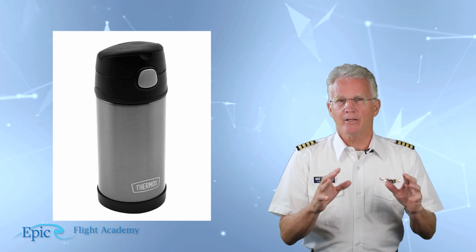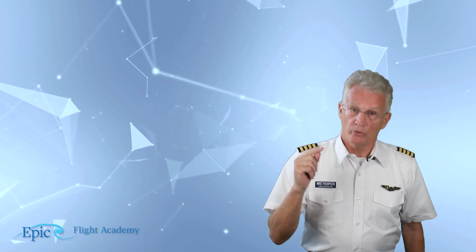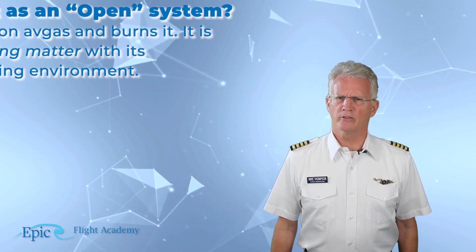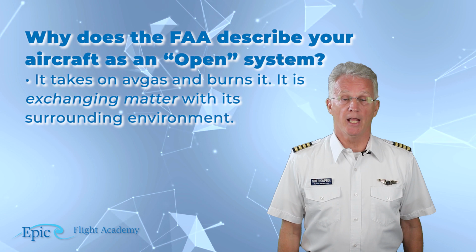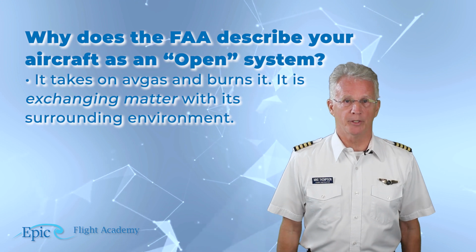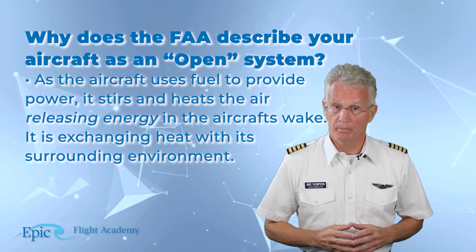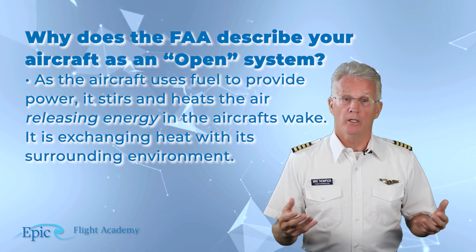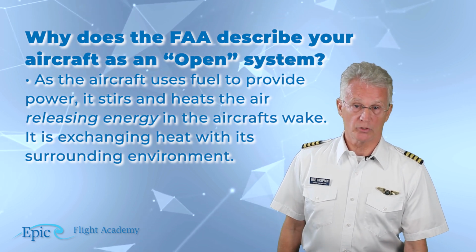Now, back to page 4-1. So, why does the FAA describe your aircraft as an open system in flight and not closed or insulated? Well, take a look at your aircraft. It takes on avgas and burns it. It is exchanging matter with its surrounding environment. And as the aircraft uses fuel to provide power, it stirs and heats the air, releasing energy in the aircraft's wake. It is exchanging heat with its surrounding environment.